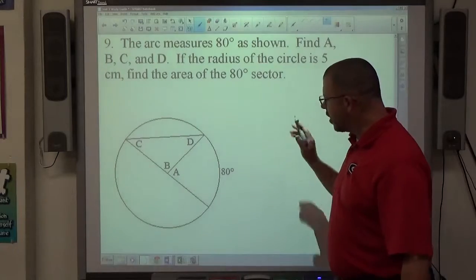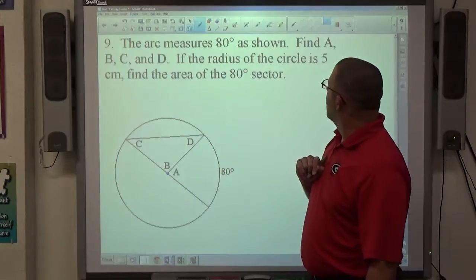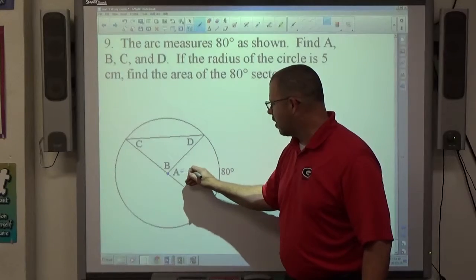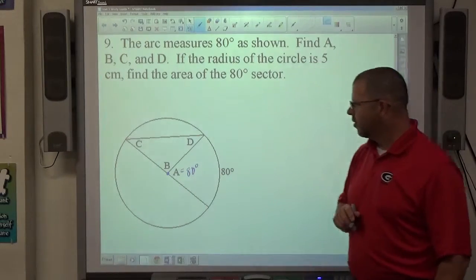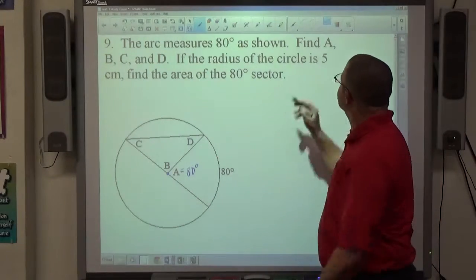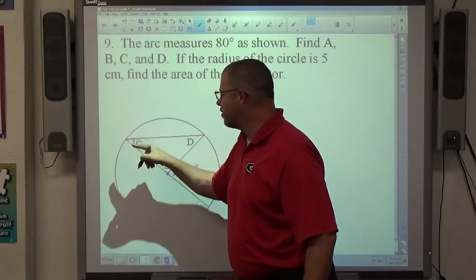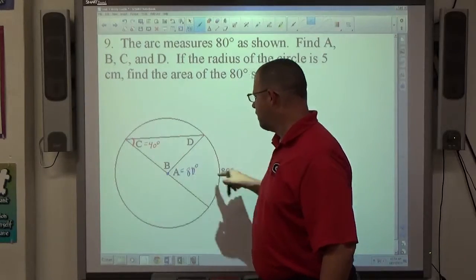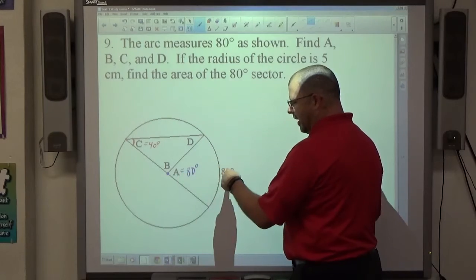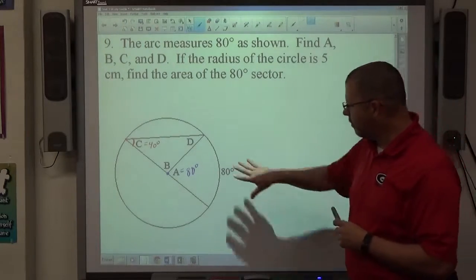So, first off, A is a central angle. This is the center of the circle here. And if A is a central angle, it equals the arc. So A is equal to 80 degrees. Also, with an arc measure, the inscribed angle, the one where its vertex is on the edge of the circle, is half of the arc. So you have these 2 angles here that can be found right off the bat really easily. Central angle equals arc, inscribed angle is half as big as arc. Two different properties, but they both involve the arc.